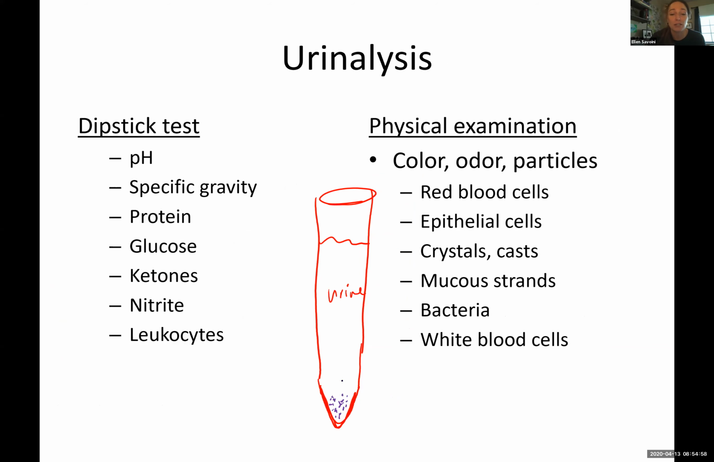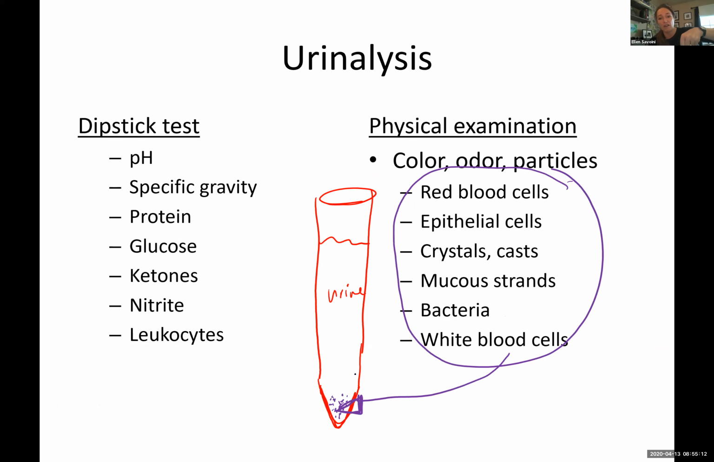Okay. Anyways, after we spin it, you get little particles, all of these guys bunched up down at the bottom. Then for the lab, we pour off the urine and get a microscope slide. Here's a little microscope slide. We get a little pipette, like a little dropper, and we pipette out and blob these little particles on our microscope slide. Then we put a little cover slip over it, okay?